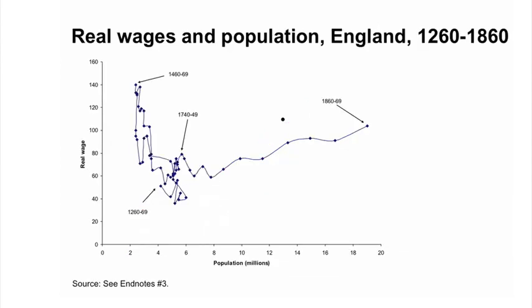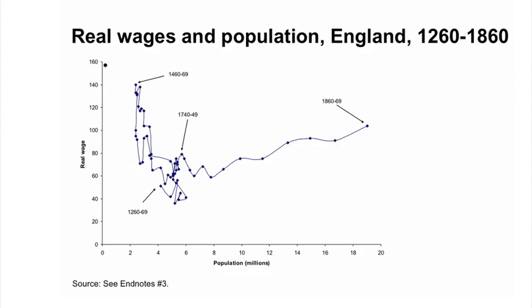In this graph, what I've done is put these two variables, real wages and population, or think of real wages as a measure of income, and population for England together for the period from 1260 to 1860, using Greg Clark's series on real wages of craftsmen. Each point on the graph represents a different point in time. On the horizontal axis is population in millions, on the vertical axis is an index of the real wage.